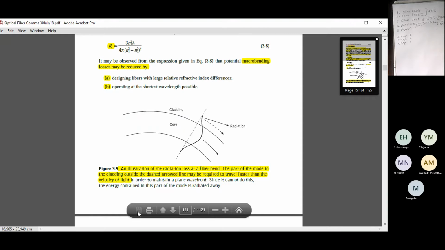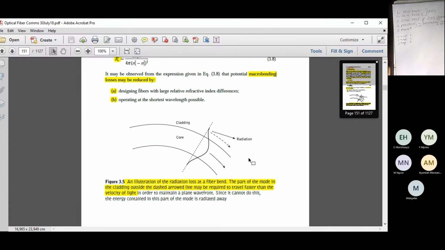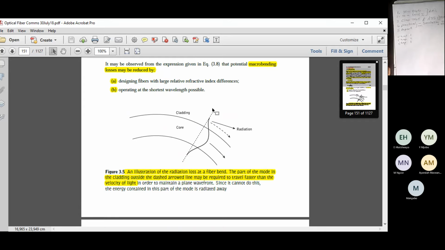Let me just get rid of this ugly thing. How do you get rid of this thing? There you are.